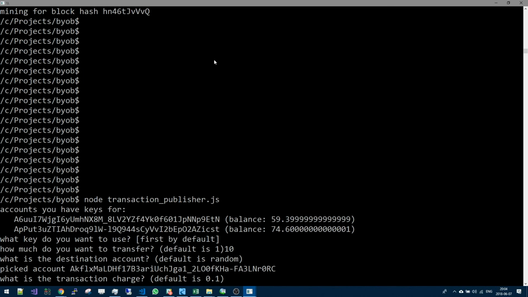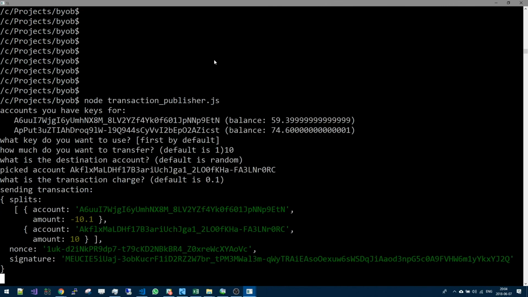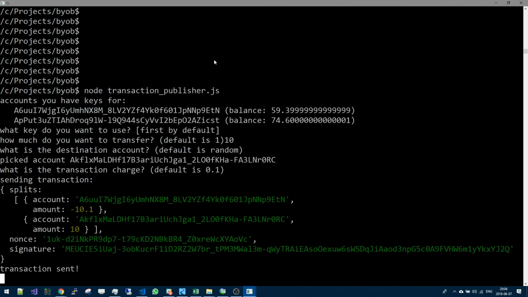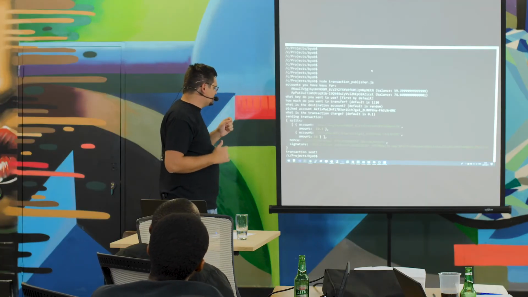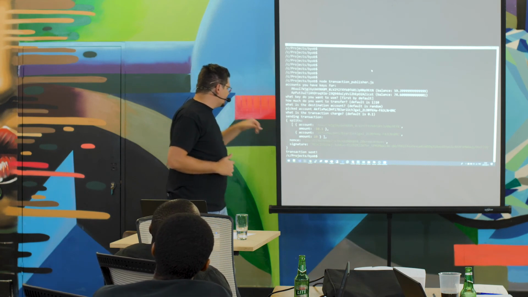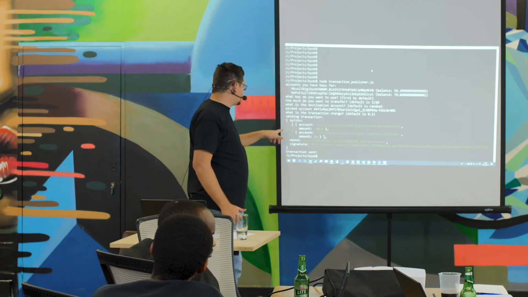It's picked that one. What is the transaction charge? The default is just 0.1. I'm going to be fine with that, and it's going to go. That creates that transaction, and it's been sent. There we go. So that transaction has now been sent to the network. And we'll go now and see if it worked.